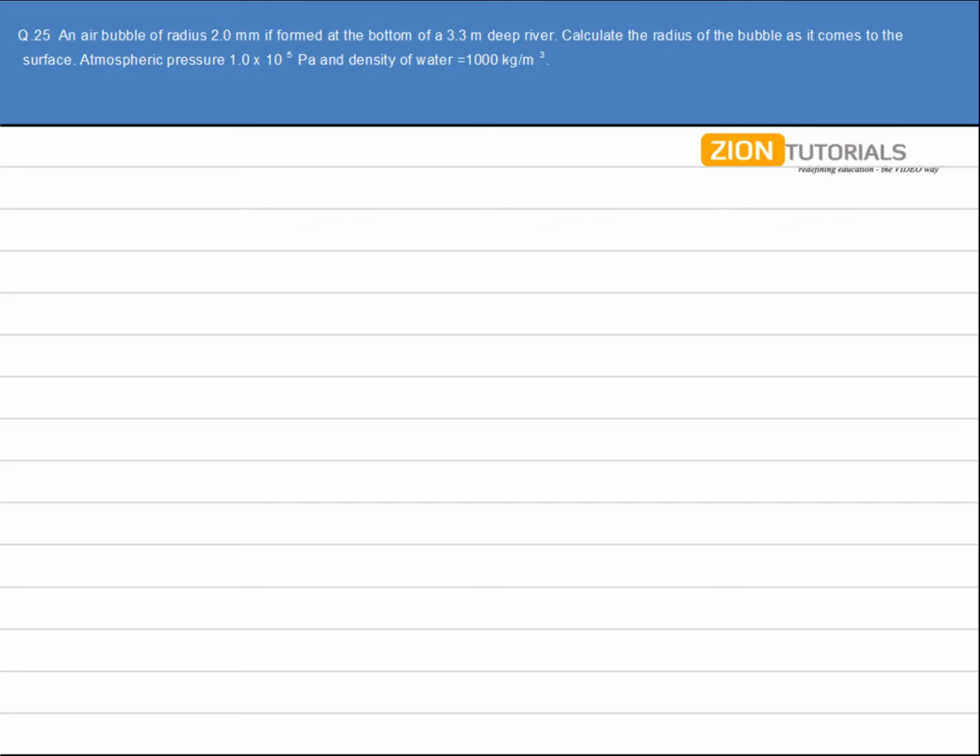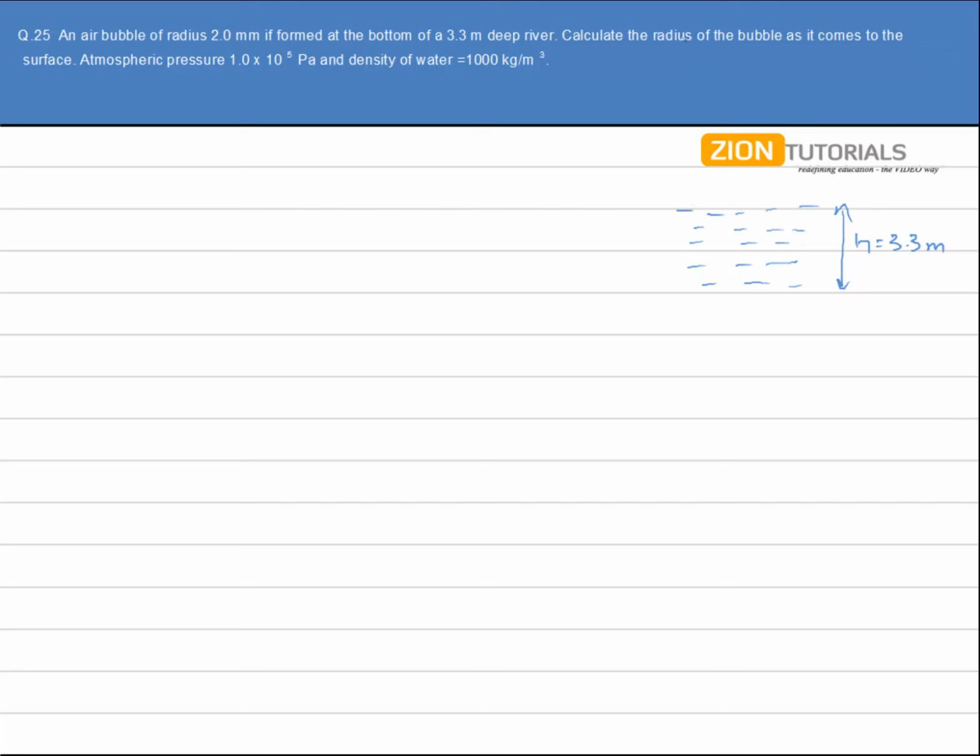So basically, this question is a combination of thermodynamics plus fluid dynamics. What will be the difference between the bottom of a deep river and the surface? This is the river, and this is the height. It has a height of 3.3 meter, right? Now, what will be the difference?